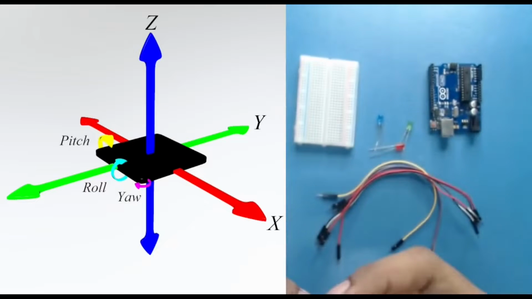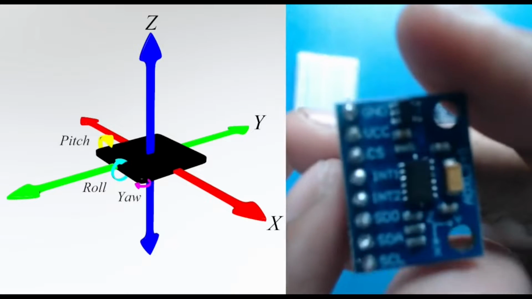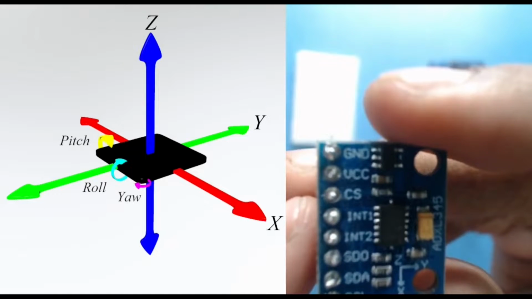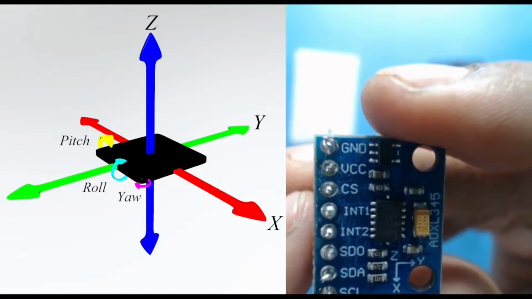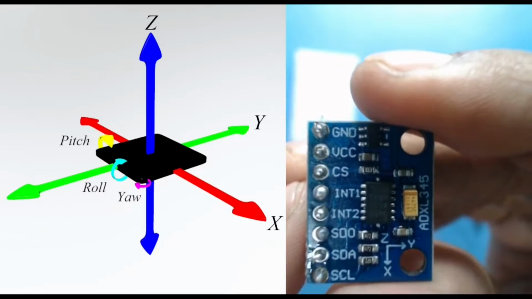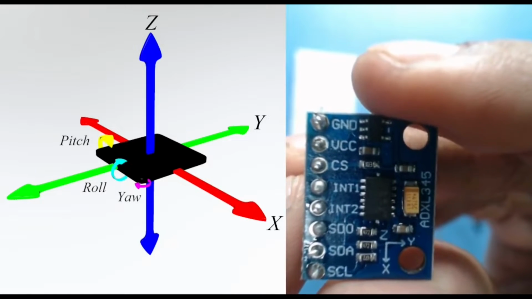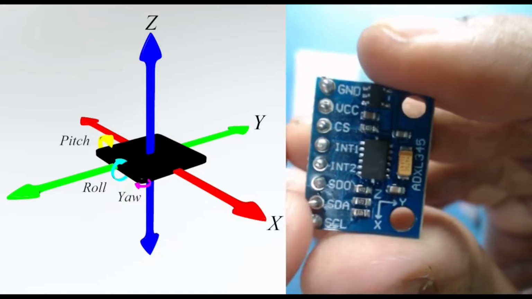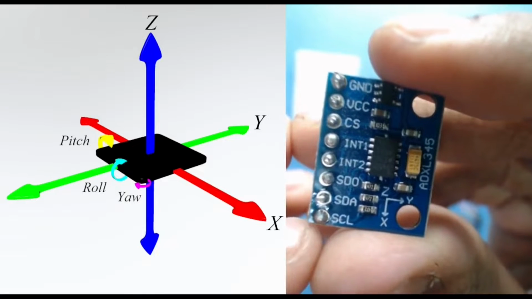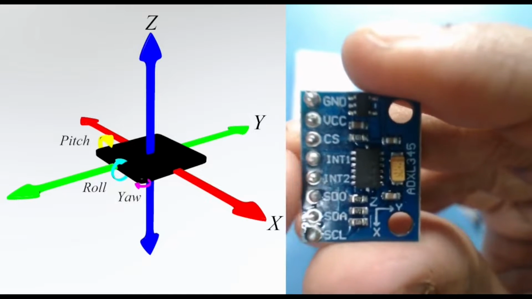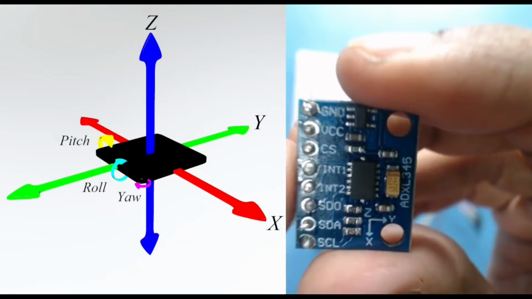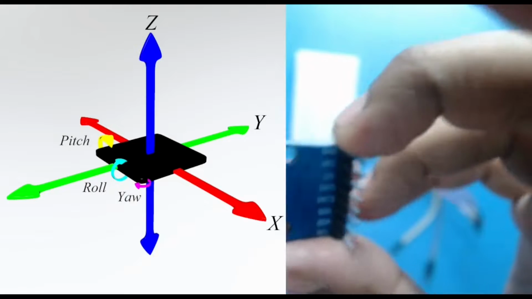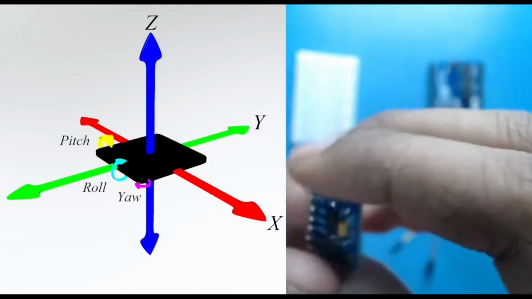Now let's learn about the pin diagram we have in here. So let me show. Okay, here you can see that we have ground and VCC for powering it up. Then we have CS for chip select. Then we have INT, that is interrupt 1 and 2. Then SDO, SDA and SCL. So here you can see this is our I2C connection, SDA and SCL. Then we have interrupt also and chip select. So it is our SPI connections also. So we have both SPI as well as I2C connections in our three-axis accelerometer.